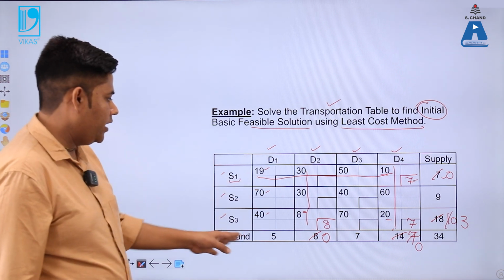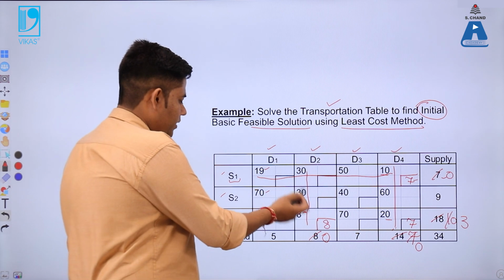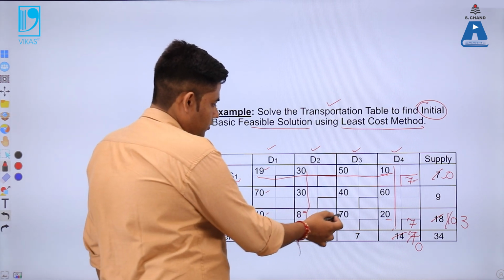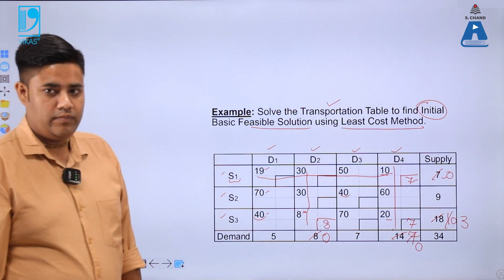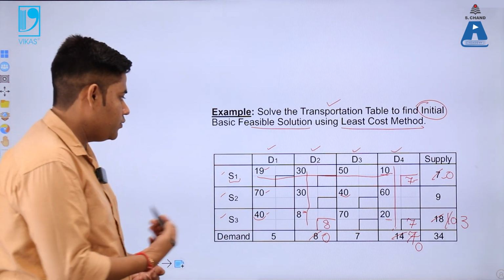Now from the remaining elements, you need to check. Remaining elements has a value of 40. So this is also 40, this is also 40. So two elements are 40 and there is a tie now. So which one to choose?